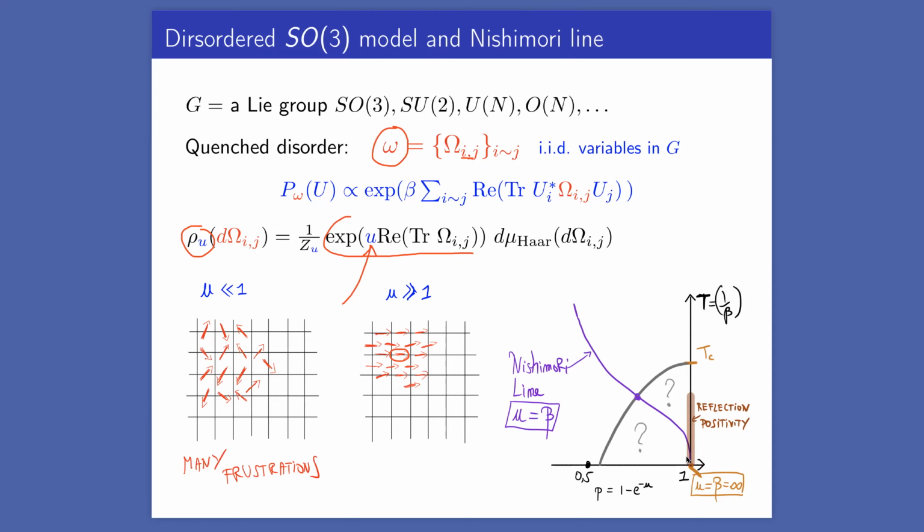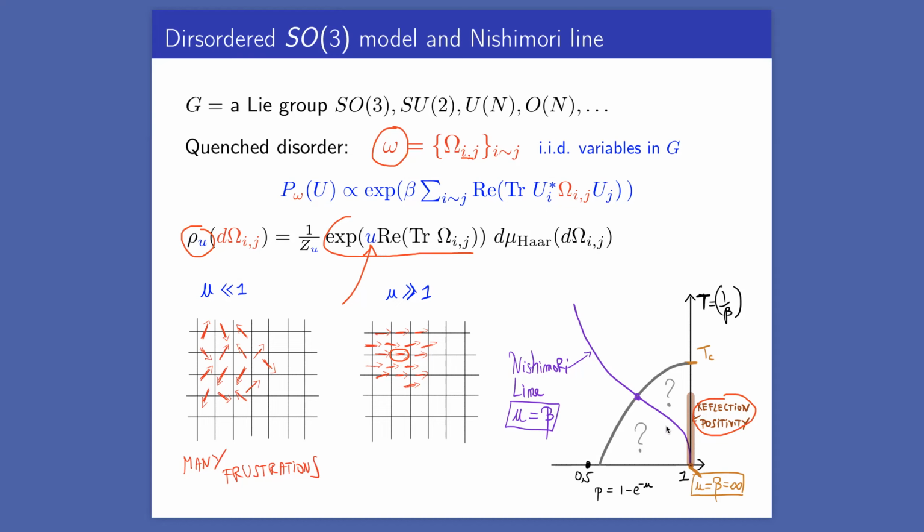So again, U very large, when P equals 1 minus exponential minus U, when U or P is very large, the disorder is basically like the classical system. And when U gets smaller, you have more and more frustration and disorder. So here again, U equals infinity. This is the classical spin system with Lie group valued spins. Reflection positivity is more or less the only tool to analyze those. And using that tool, it's known that there is long range order, and then there is exponential decay.